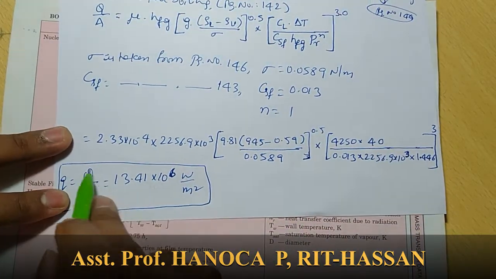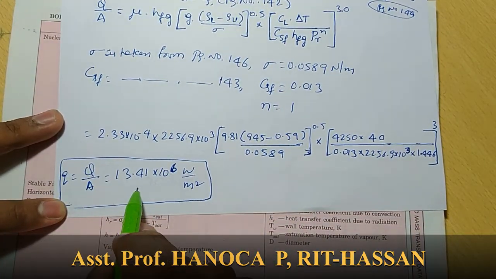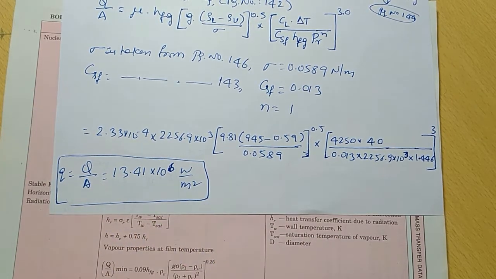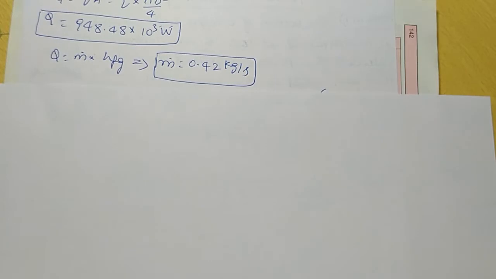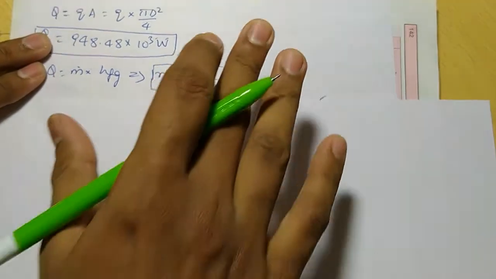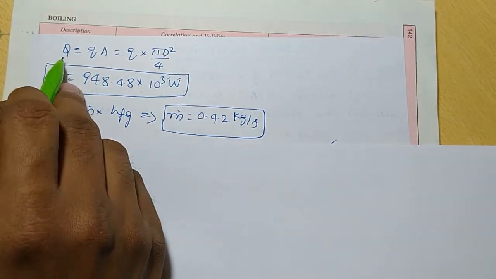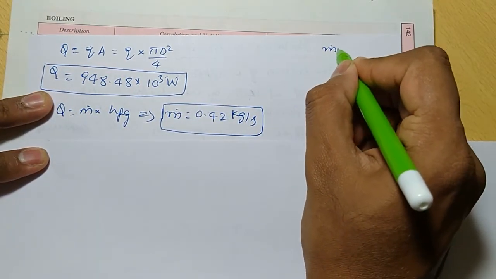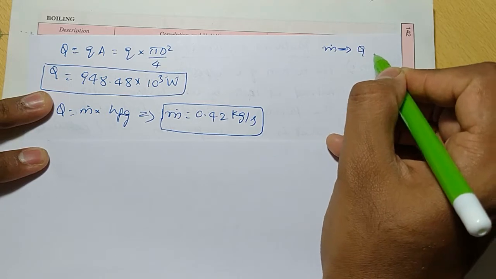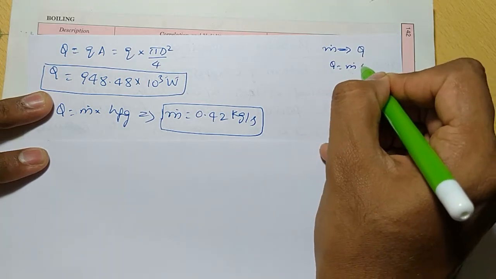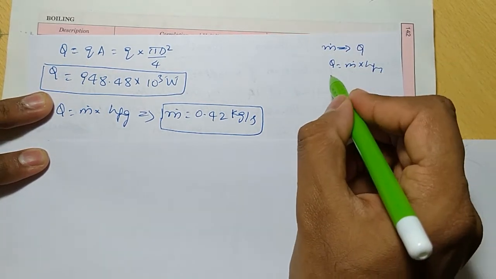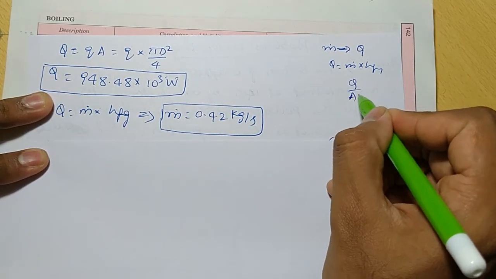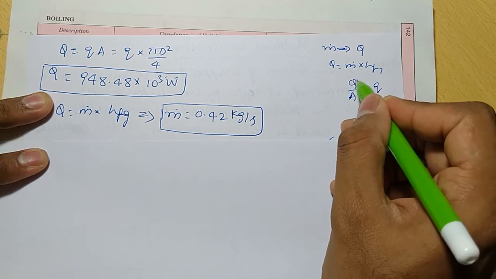After substituting all the data, I obtained this value, 13.46 into 10 to the power 6 watt per meter square. Okay, in this problem what they ask is to find out m dot. As I already explained, to calculate m dot you require Q, because Q equals m dot into HFG. Just now you found Q by area, so you have to calculate Q.